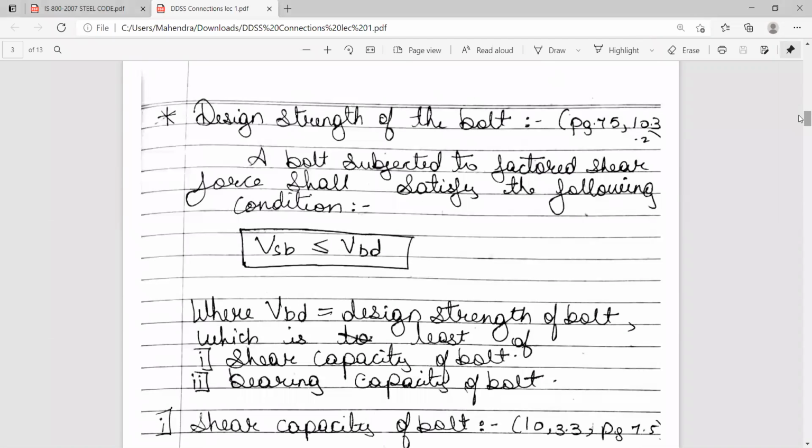Now you have to refer to the IS code. To calculate the design strength of the bolt, you need to satisfy the condition that VSB should be less than or equal to VBD. A bolt subjected to factored shear force shall satisfy the condition that VSB is less than or equal to VBD, where VBD is the design strength of the bolt, which will be the least of both values: first the shear capacity of the bolt and second the bearing capacity of the bolt. I think everyone has the IS code. So open your IS code, page number 75, clause number 10.3.